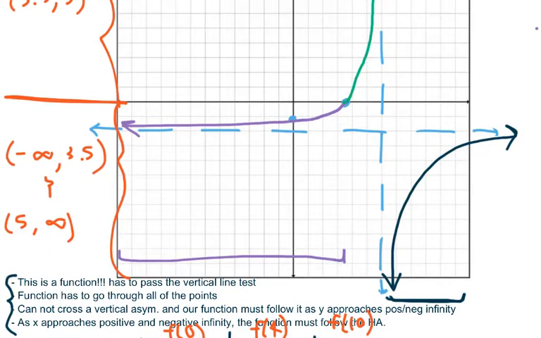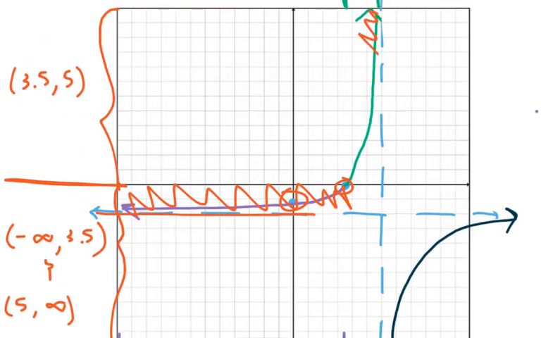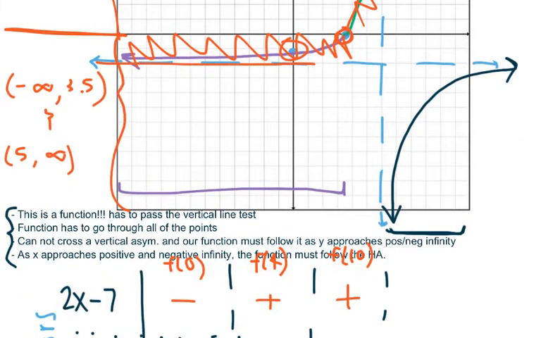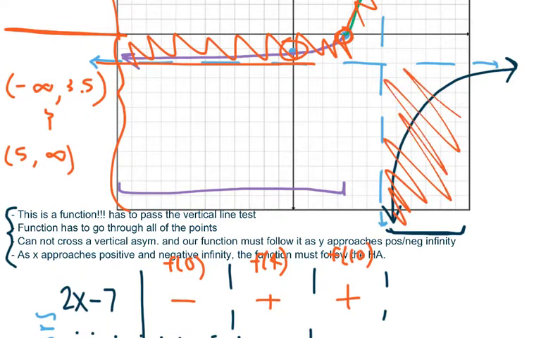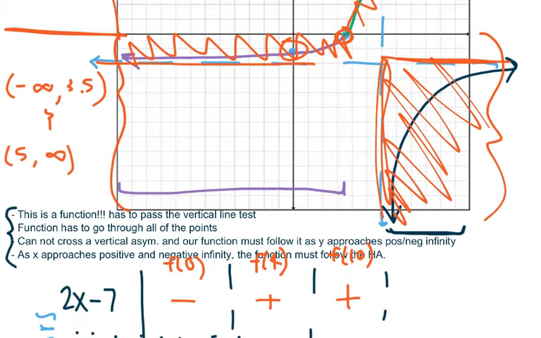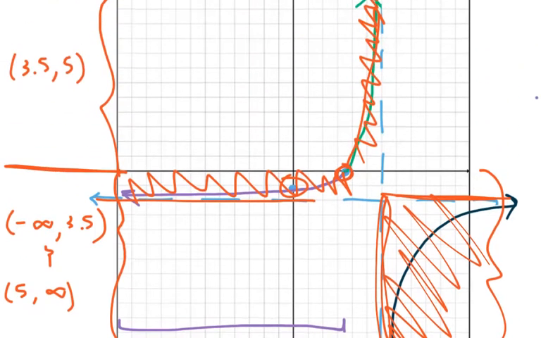Okay? Notice from negative infinity to 3.5, we are below the x-axis. We are following the asymptotes, and we're hitting all of the points. From 3.5 to 5, we're above the x-axis. We hit our point, and we follow the asymptote. Then, from 5 to infinity, we are below the x-axis, but we're following both of our asymptotes in the only way we could. Okay, so that is done.